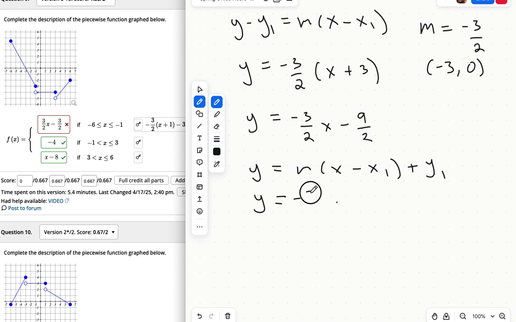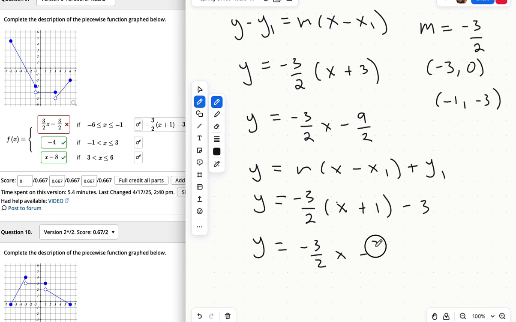So y equals negative 3/2, and then x minus negative 1 for this point. If we used negative 1, negative 3, it would be a plus 1, and then minus 3 right there on the end. If I distributed, I'd have negative 3/2 x minus 3/2 minus 3, which if I do 2 over 2 right there to get a common denominator, then there's the negative 3/2 x, and then minus 3 minus 6, there's the exact same minus 9/2 that I got up there. So that's why they left this in kind of a funny form.